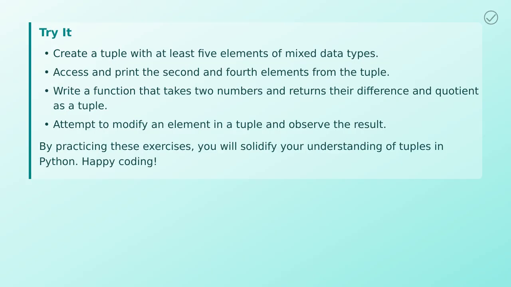Now put what you've learned into practice. First, create a tuple with at least 5 elements of mixed data types. Also, access and print the second and fourth elements from the tuple. Also, write a function that takes 2 numbers and returns their difference and quotient as a tuple. Finally, attempt to modify an element in a tuple and observe the result. By practicing these exercises, you will solidify your understanding of tuples in Python.